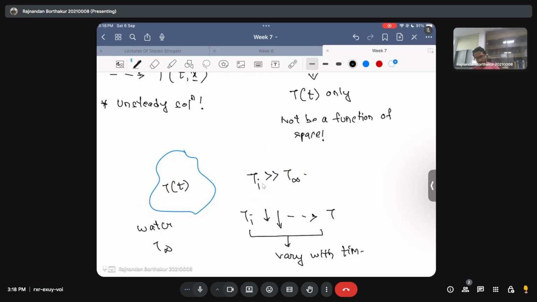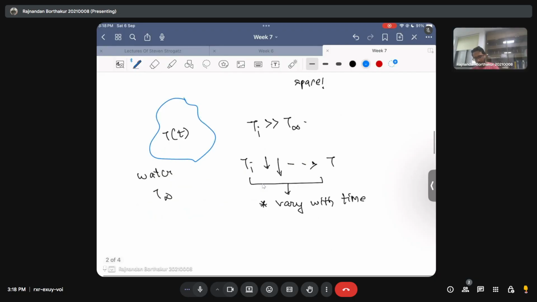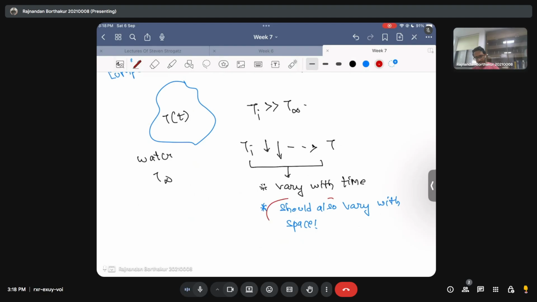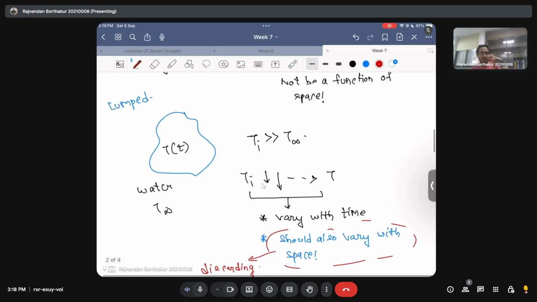Okay, and in principle it should also vary with space. But if you're assuming your body to be a lump body, then what you are saying is that you are basically discarding this variation of temperature with space. So you are discarding this. Which means all you are saying is that at any given time t, my temperature at each and every position inside the body is spatially uniform.